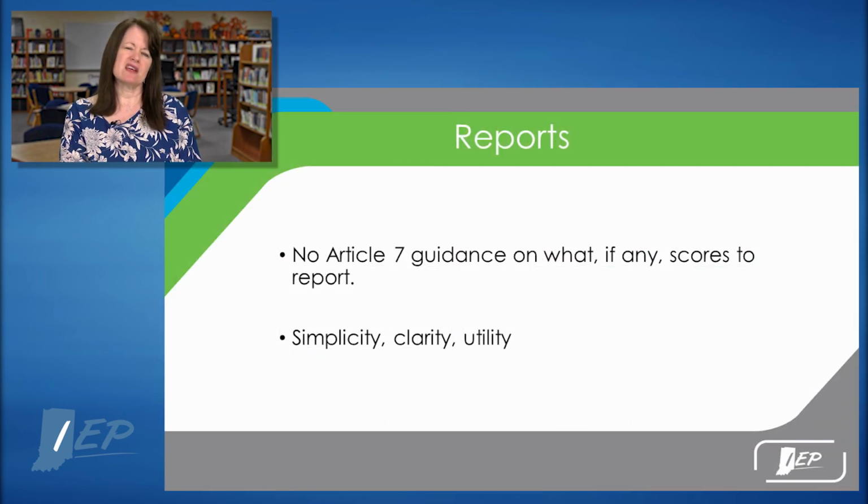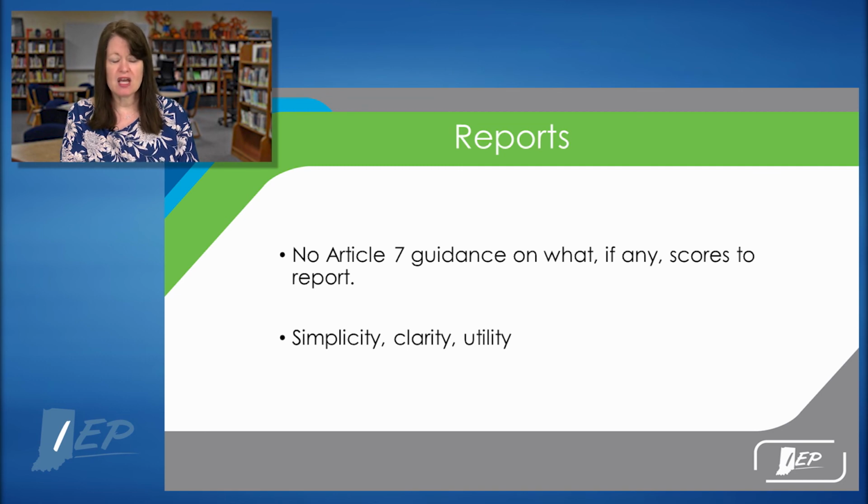So again, Article 7 really doesn't tell us a whole lot about what needs to be in a report, other than there are very specific things that have to be included for specific learning disability and for autism spectrum disorder. But when it comes to whether or not to include scores, what kind of scores, it doesn't tell us anything about that. So that has to be a local decision, or it may even be a decision at the individual level within the multidisciplinary team.